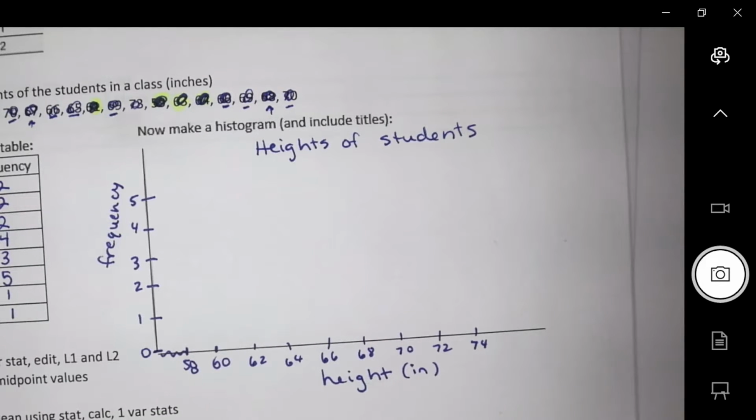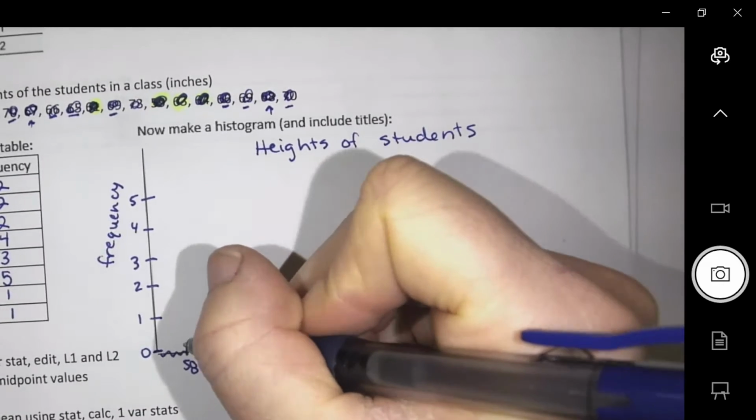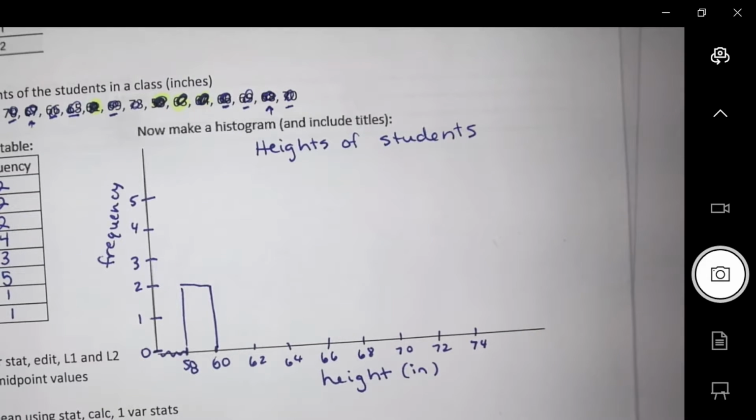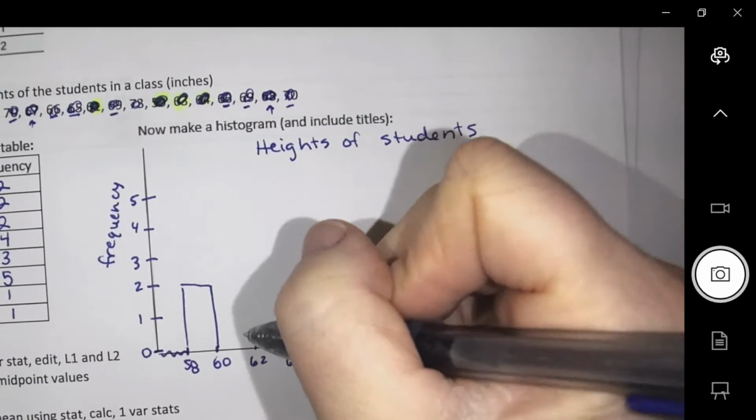Okay, so this is a histogram. So that's the one that looks like the bars. So you have to read what it's asking. So from 58 to 60, I'm going to draw a bar that goes too high. So draw me a bar like that that's too high.